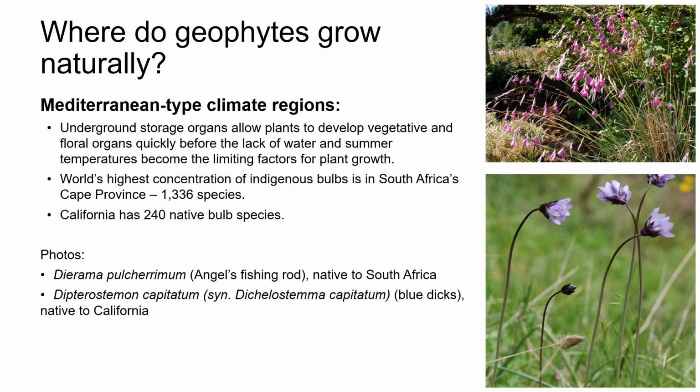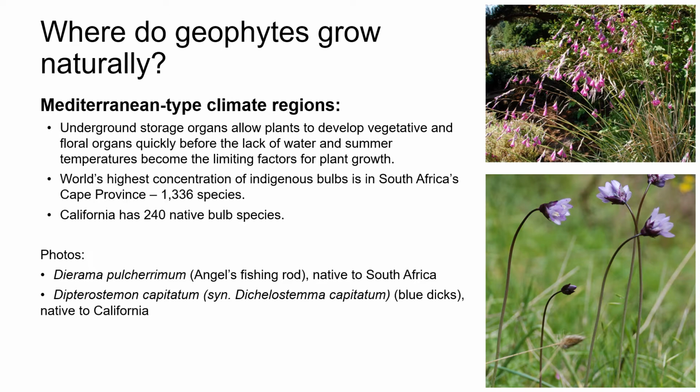The world's highest concentration of indigenous geophytes is in South Africa's Cape province, which is home to over 1,300 species of geophyte. In California, we have just 240 native bulb and cormus species.